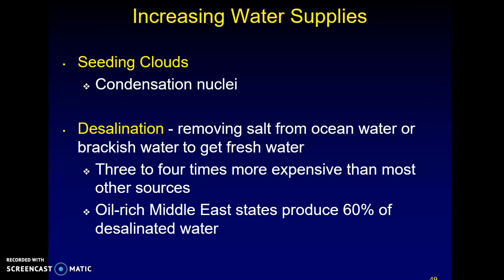Seeding clouds. I'm going to talk more about seeding clouds in our chapter on climate control. Desalination is another thing that people can do, by using brackish water or ocean water and removing the salt from it. It is a great way of doing it, but it is very, very, very expensive. So if one of you discovers a cheaper way of doing it, yay, billionaire.